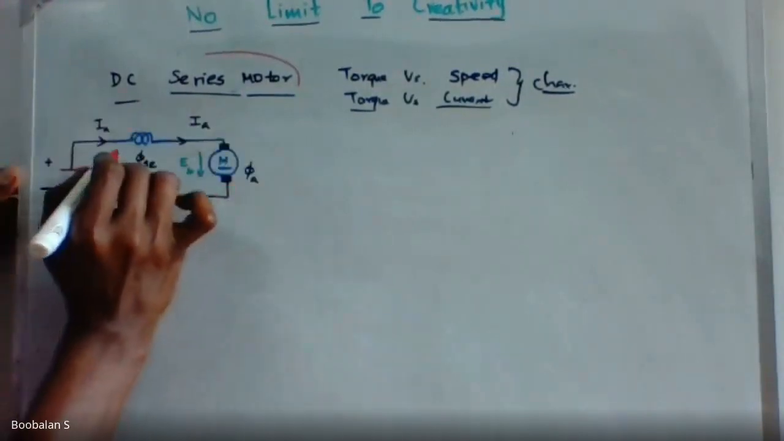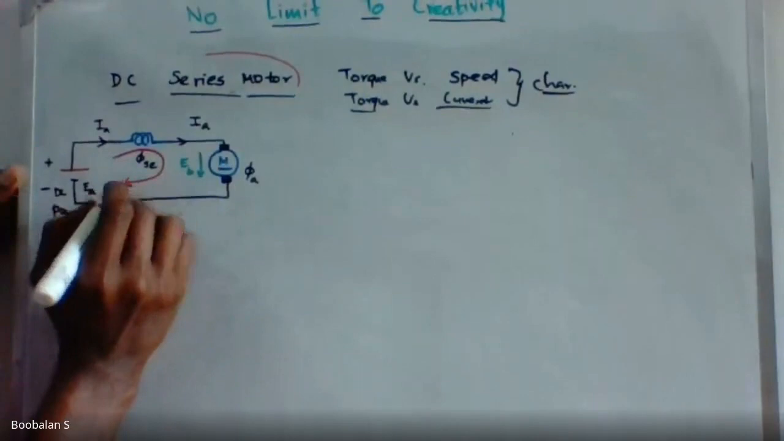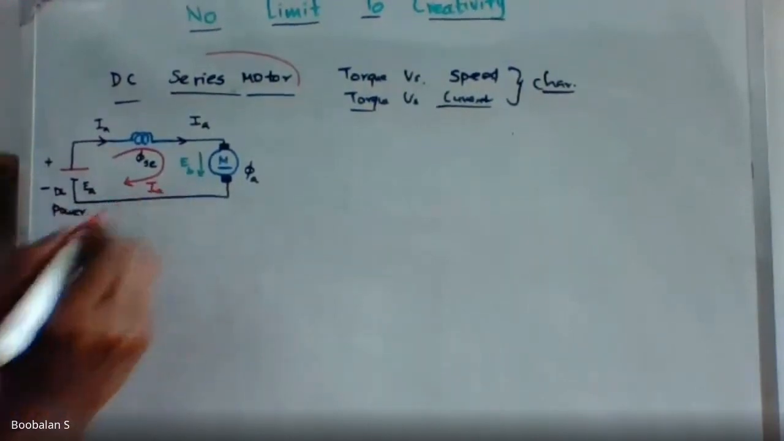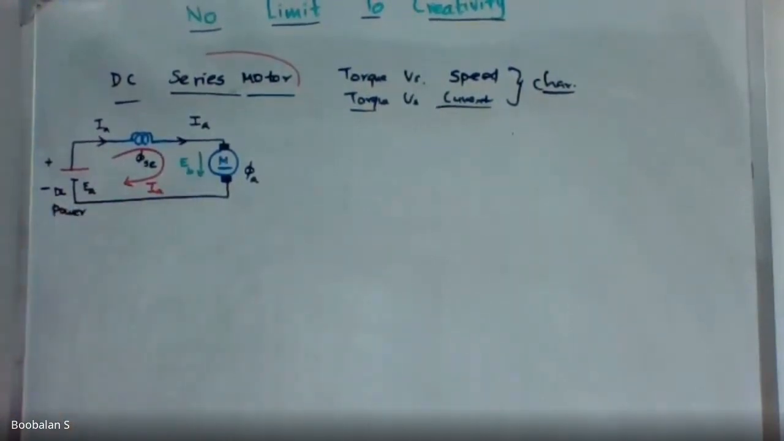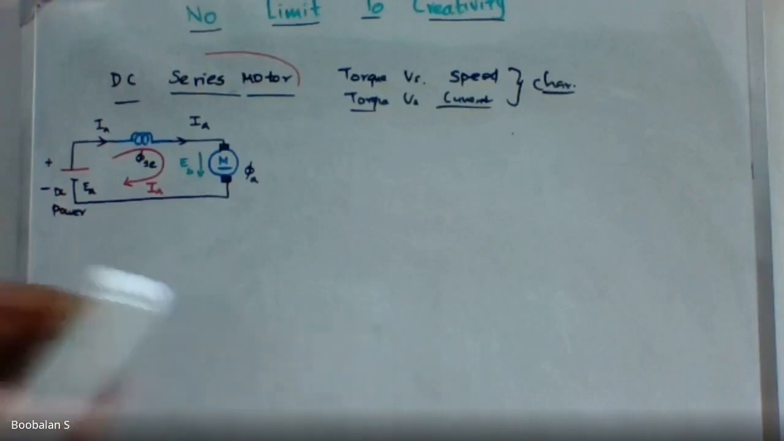So there is only one loop, so there is no current separation. Now the total current flowing in this circuit is IA, right? So we'll have an equation. We need to find out the same way we discussed in the shunt motor, the same way we need to discuss here also.